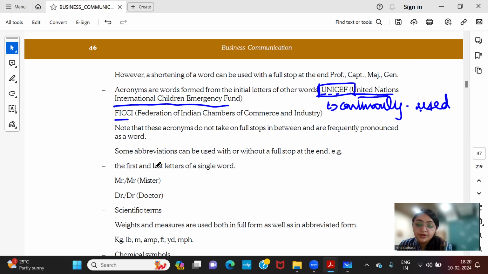So usually it would be the first letter of all the words that are available. However, if there is a single word in place, then we can use the first and the last letter for that. So in the case of Mr., we have picked up the first and the last letter, that is M and R, so it becomes Mr. And in the case of Dr., we have picked up D and R, which becomes Dr.